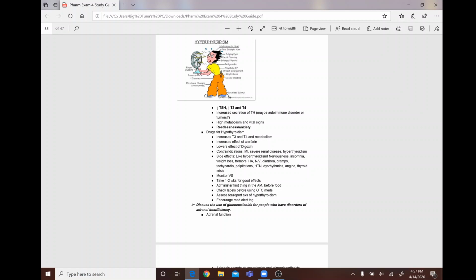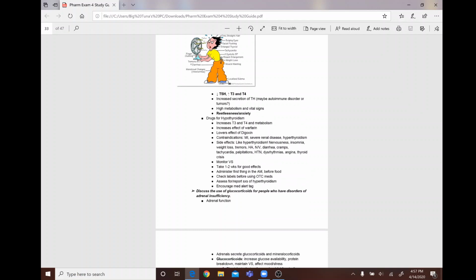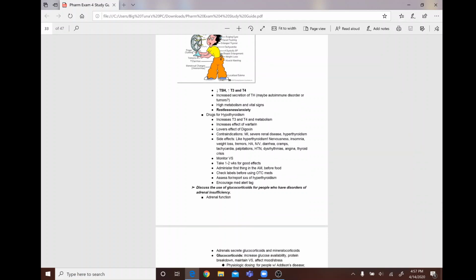What are the side effects of these drugs? They're kind of like hyperthyroidism, like nervousness, insomnia, weight loss, tremors, headache, nausea, vomiting, diarrhea, cramps, tachycardia, palpitations, hypertension, dysrhythmias, angina, and thyroid crisis.